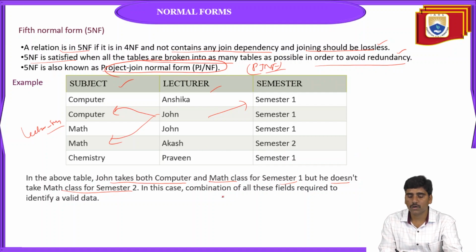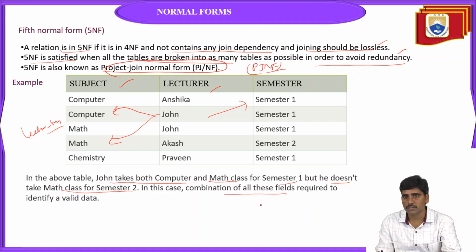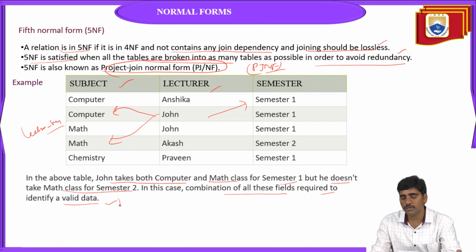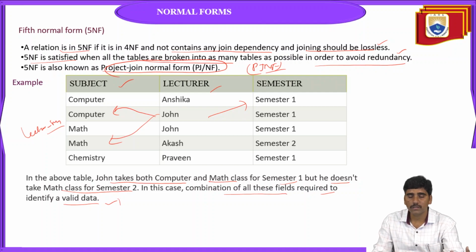In this case, a combination of all these fields is required to identify valid data. So exact data we need to identify, whether he is teaching for semester 1 or semester 2, whether he teaches the subject to semester 1 or semester 2. So we need to validate the data.